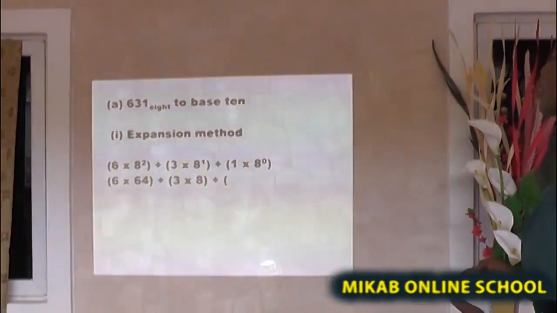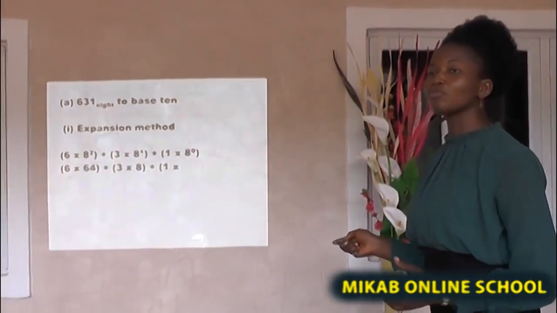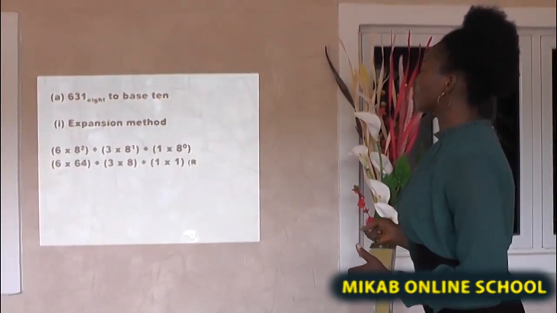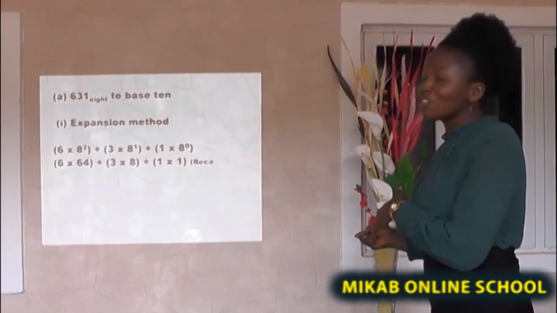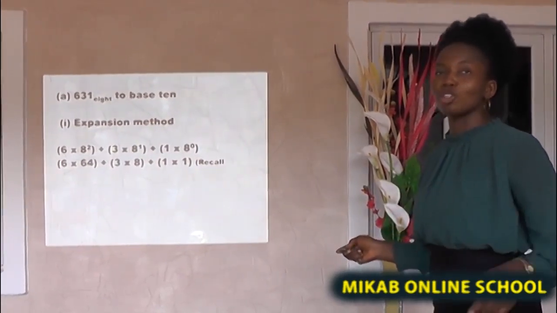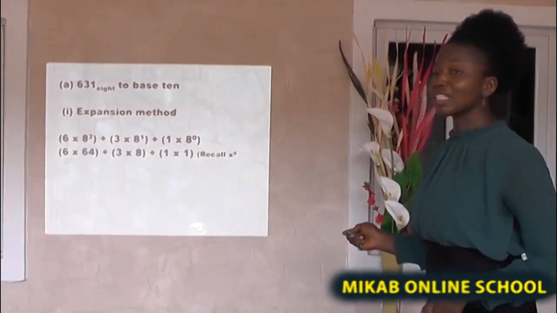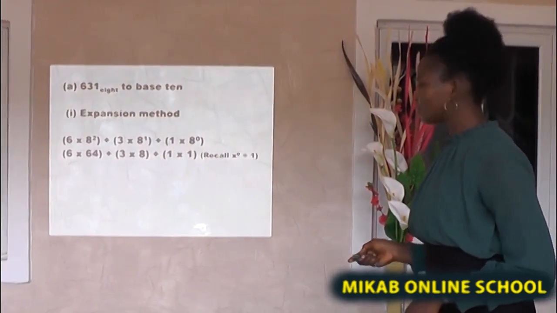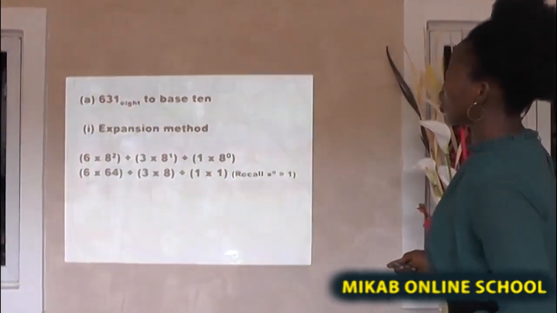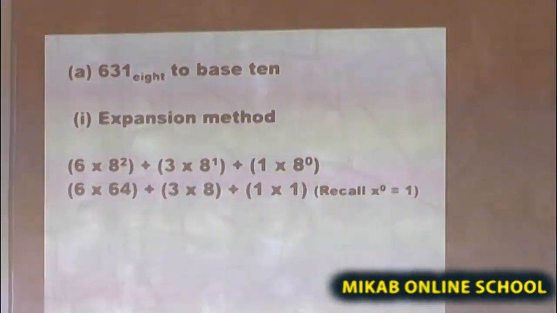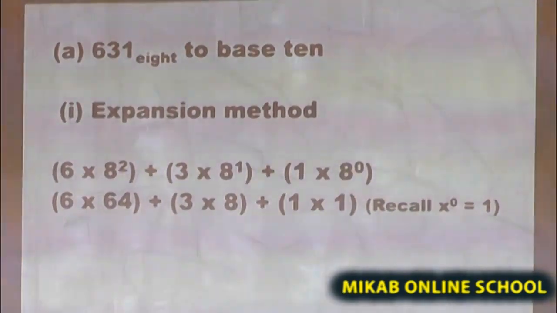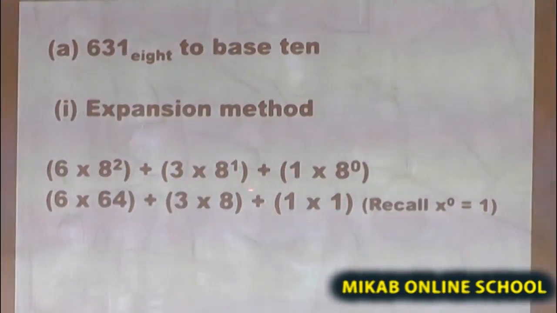So from here, I simplify further. Now the slight difference between just expanding and converting to base 10 is that when you expand, you don't just leave it like that. You simplify further till you have a single answer. And that single answer becomes your base 10 answer. So I have 6 times 8 raised to the power of 2 plus 3 times 8 raised to the power of 1 plus 1 times 8 raised to the power of 0.